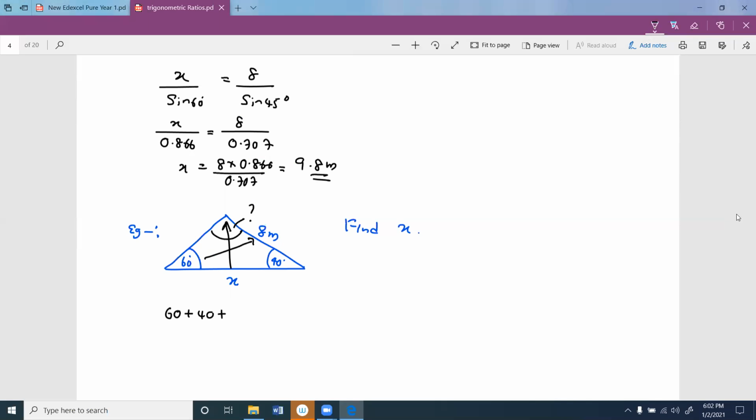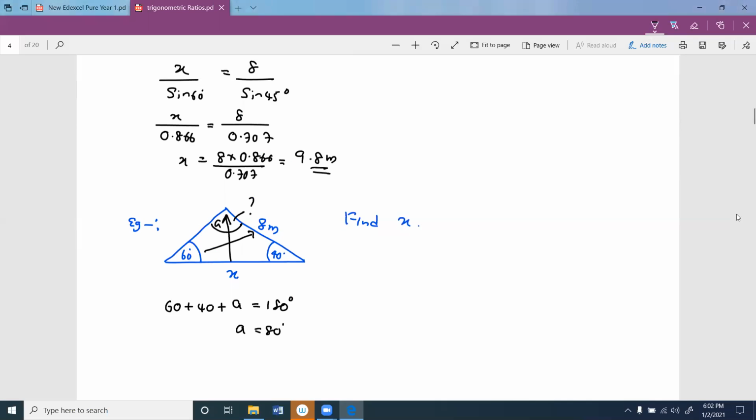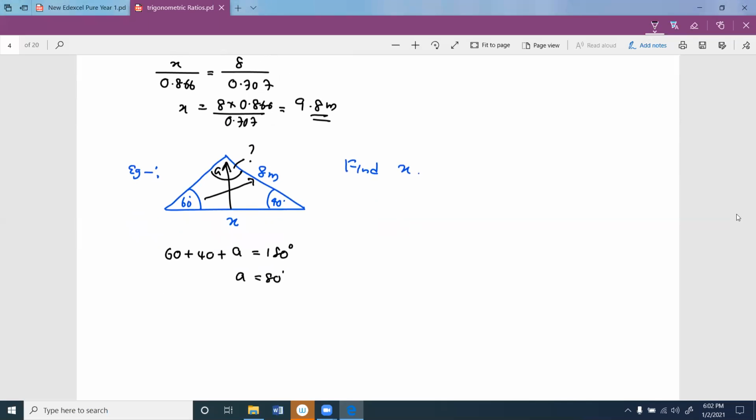I just mark this angle as A, and A plus 60 plus 40 is equal to 180. Why is it 180? Because you know that the interior angles of a triangle add up to 180. With that, you know that A is equal to 80. Now I know the value over here as 80. Now you can apply the sine rule.